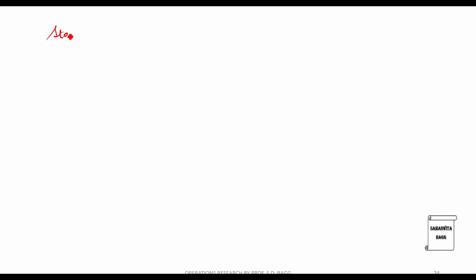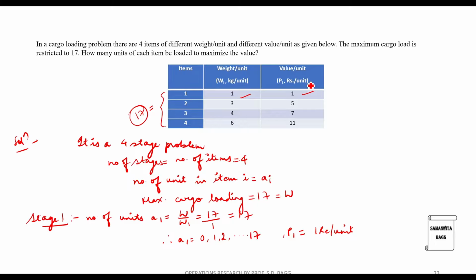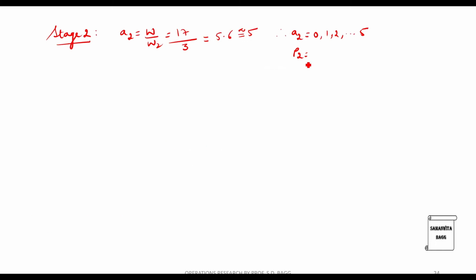So I'll write down stage 2. Here I have to calculate A2. It is W upon W2. W is 17, W2 is 3. So this is equal to 5.6, which is approximately equal to 5. Therefore, A2 will start from 0 and go up to 5. The value of P2 is given over here as 5. You can see here it is rupees 5 per unit.